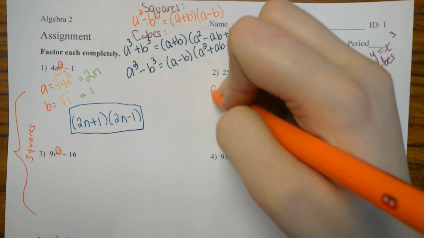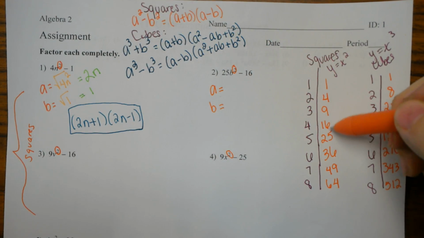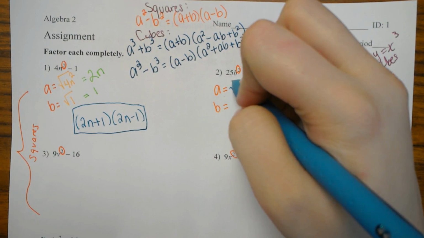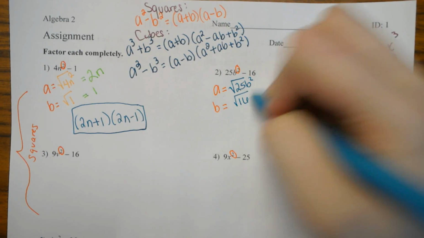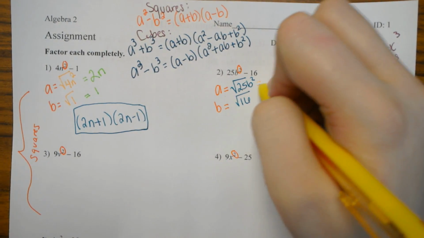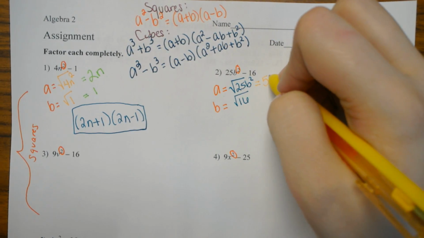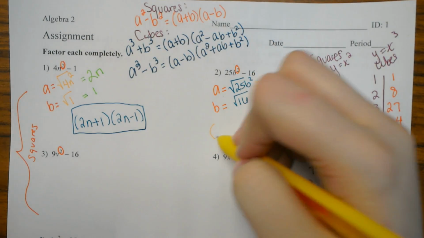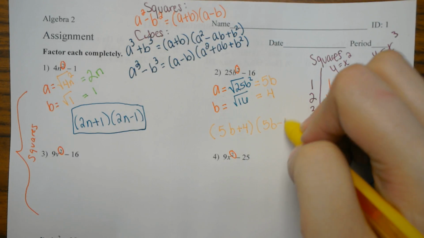Number 2. If you look, 25 and 16 are in my squares list. A is the square root of 25b squared. B is the square root of 16. So the square root of 25 is 5. The square root of b squared is b. Square root of 16 is 4. So my answer, I have 5b plus 4, 5b minus 4.